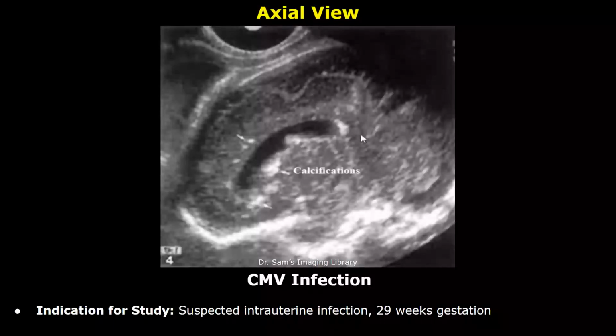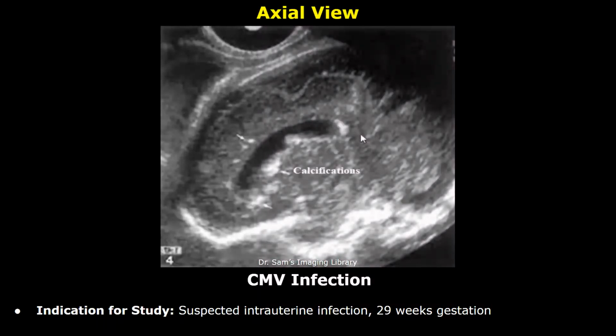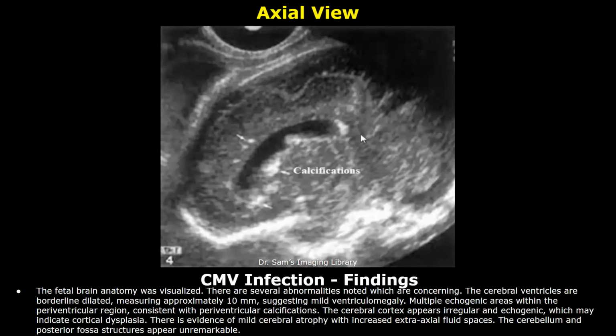Here is a report for CMV infection. Indication for study: suspected intrauterine infection, 29 weeks gestation. These are the findings. The fetal brain anatomy was visualized. There were several abnormalities noted which are concerning.